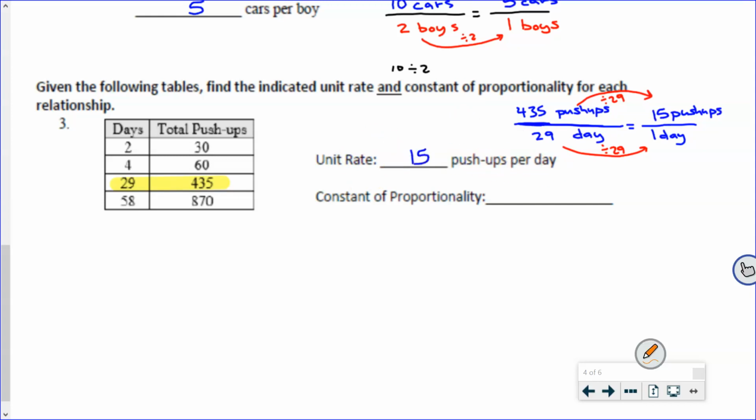15 push-ups per day. Constant proportionality, we have to work a little bit differently. We always want to ask, how do we go forwards in this table? How does a 2 change to a 30? Multiply by 15. How does a 4 change to a 60? Multiply by 15. Does it work here? We already know it's going to, right? Because we just found the unit rate using those numbers.